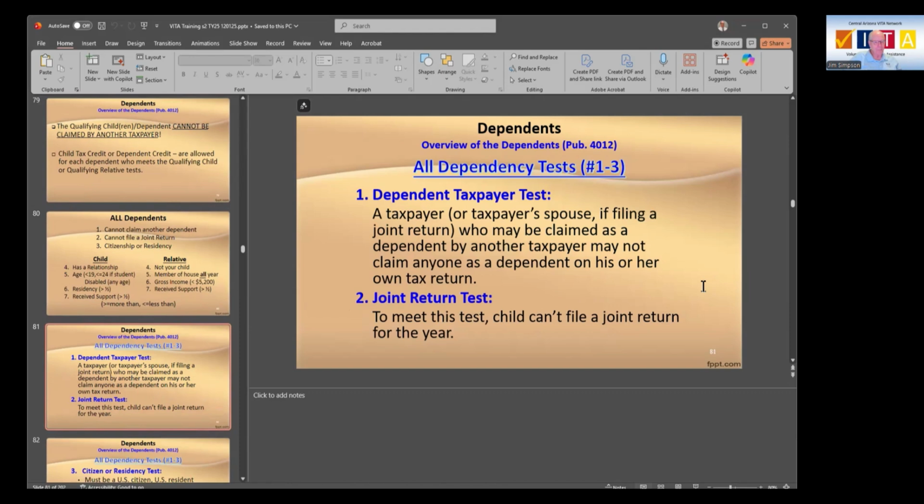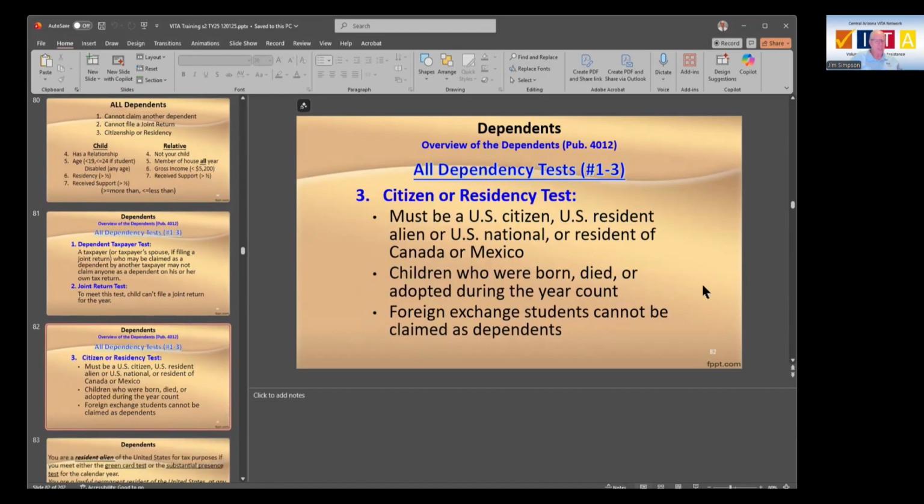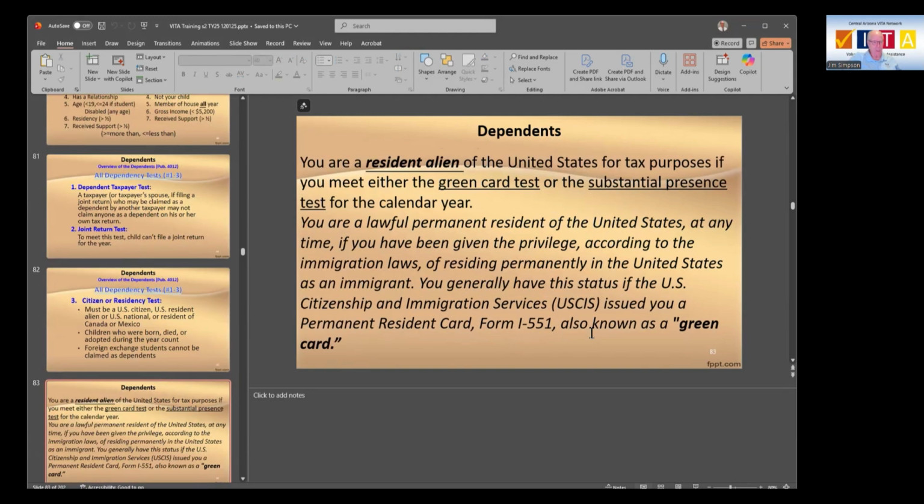I've already described these. They can't be claimed as a dependent by another person. They can't file a joint return. They have to be a citizen of, and this is different, the U.S., Canada, or Mexico. This is interesting because we'll see this: somebody comes in, they've been hosting a foreign exchange student who lived with them all year. They cannot be claimed as dependents, foreign exchange students.